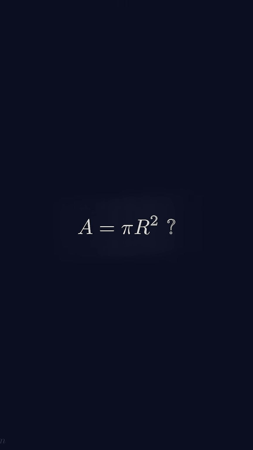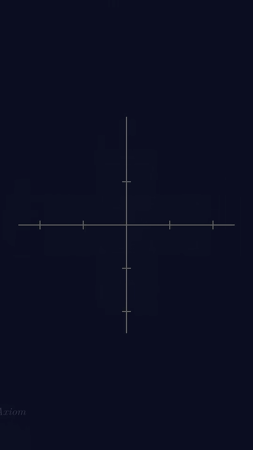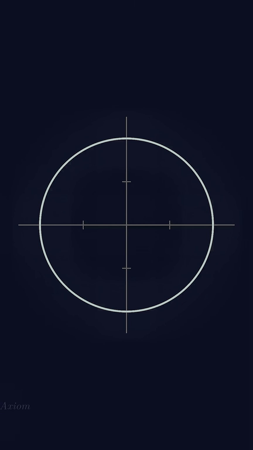Have you ever wondered why the area of a circle is pi times r squared? Let's not just accept it. Let's prove it. A circle of radius r sits on a coordinate grid. A line from the center to the edge traces out the radius r. The angle it makes with the horizontal is called theta.